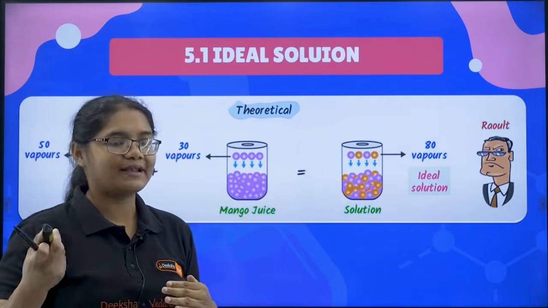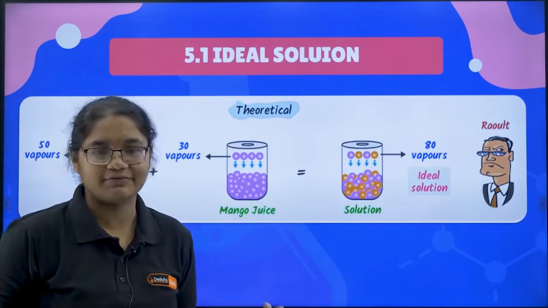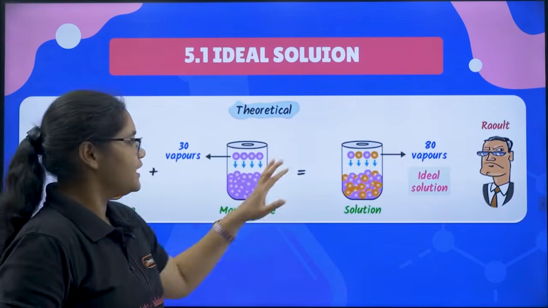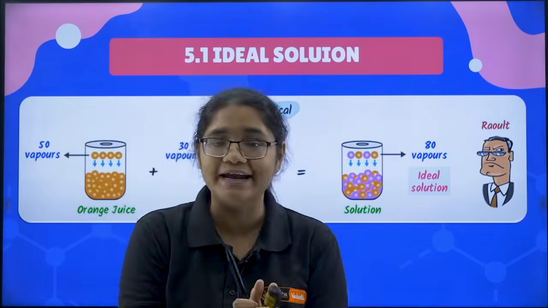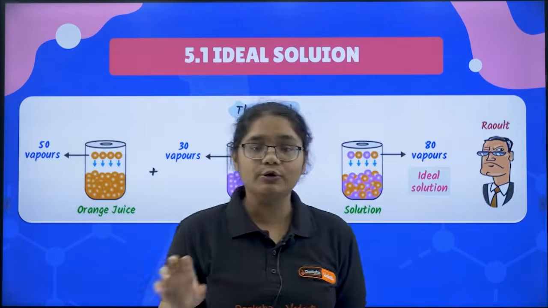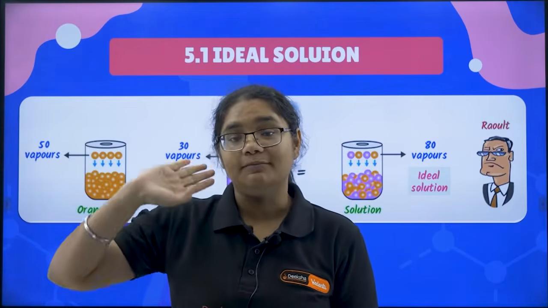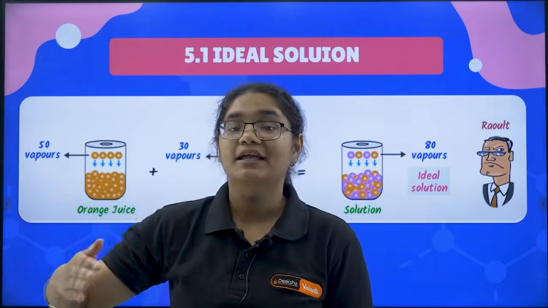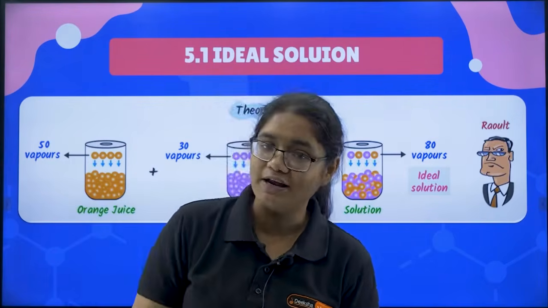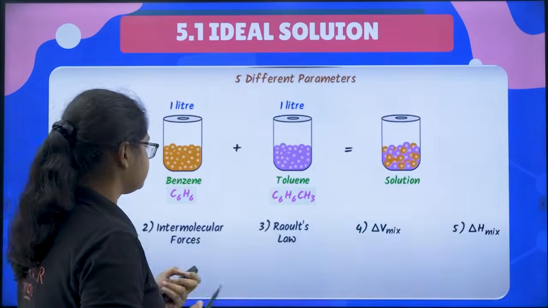So if it is more than 80, we call it positive deviation. If it is less than 80, we call it negative deviation. Okay, so first, if the value is exactly equal to 80, then it is an ideal solution. If it is not equal to 80, then it is a non-ideal solution. Now if it is more than 80, then it is non-ideal, positive deviation. If it is less than 80, non-ideal, negative deviation. Okay, so we will see here.